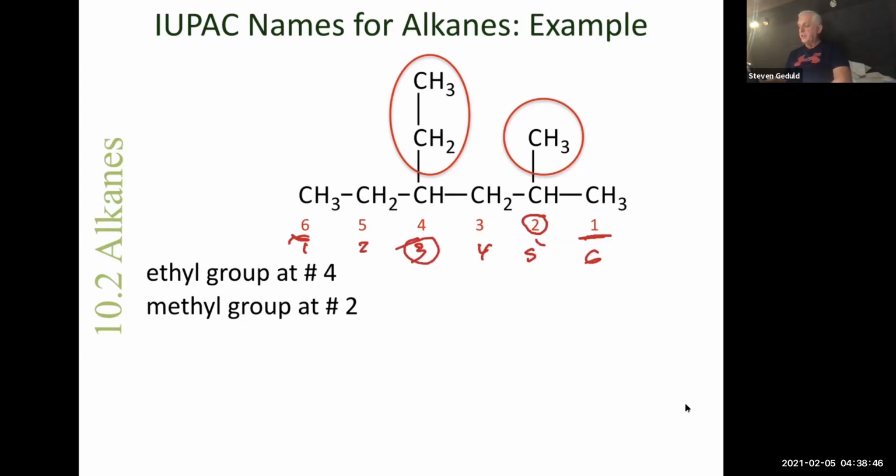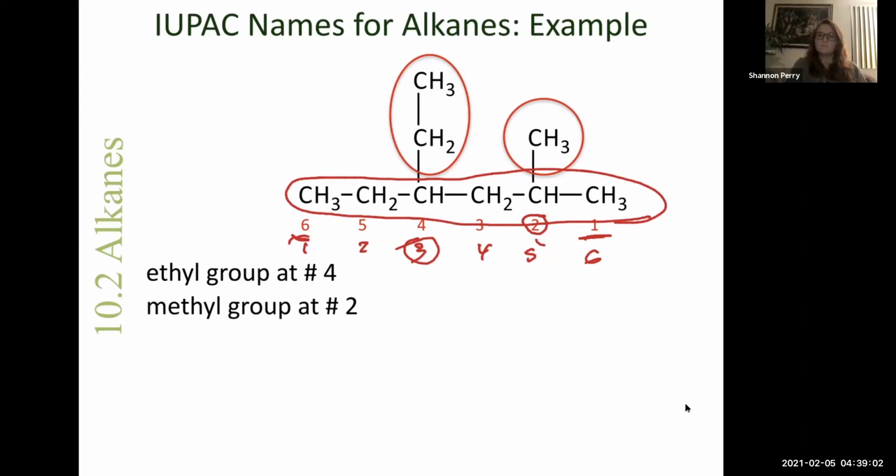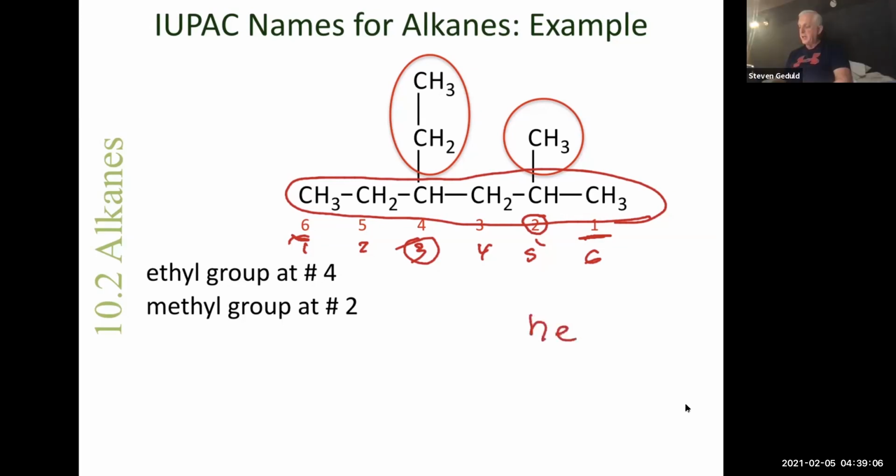So looking at this thing, we have 6 carbons. So what is working backwards? What's the root name of this thing going to be? What's the name for 6 carbons? Hexa. Perfect. Hexane. So this is hexane. And again, hex means 6. ANE means it's all single bonds, which it is. So it's a hexane. And there's 2 groups attached.